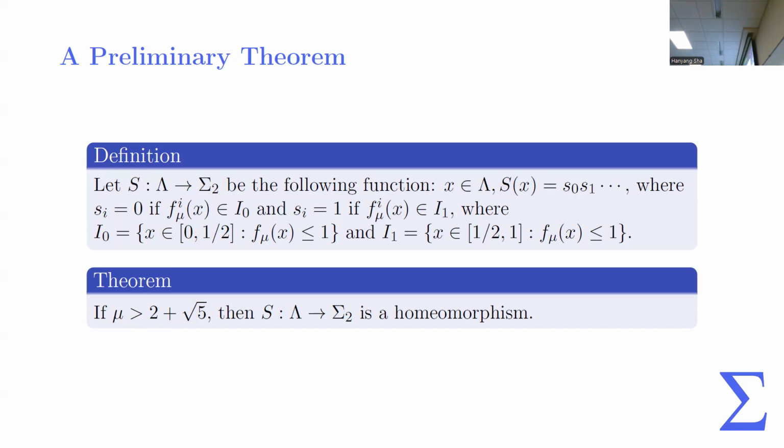I naught will be from here to 0.34, for instance. So in the middle it's mapped out of [0,1]. And this is to the left. So I naught will be the interval to the left where it stays in [0,1], and I1 will be the interval to the right where it also stays in [0,1].